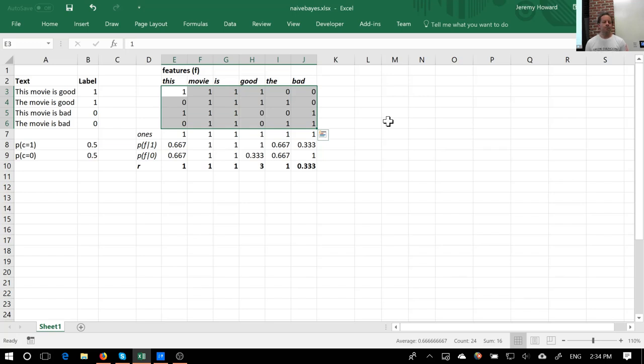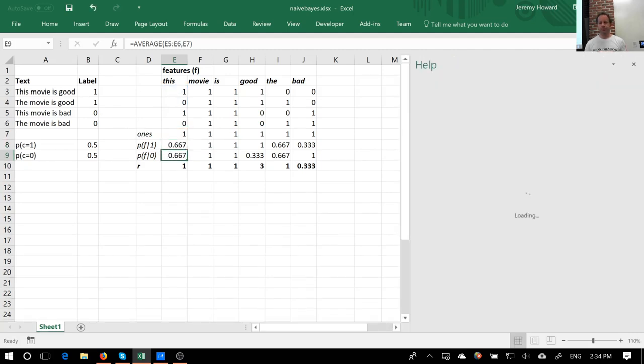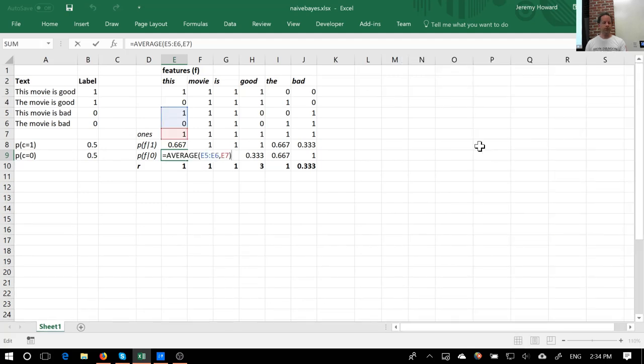We realized that we could calculate the probability that a positive review contains the word "this" by just averaging the number of times "this" appears in the positive reviews, and we could do the same for the negatives, right? And then we could take the ratio of them to get something which, if it's greater than one, was a word that appeared more often in the positive reviews, or less than one was a word that appeared more often in the negative reviews.